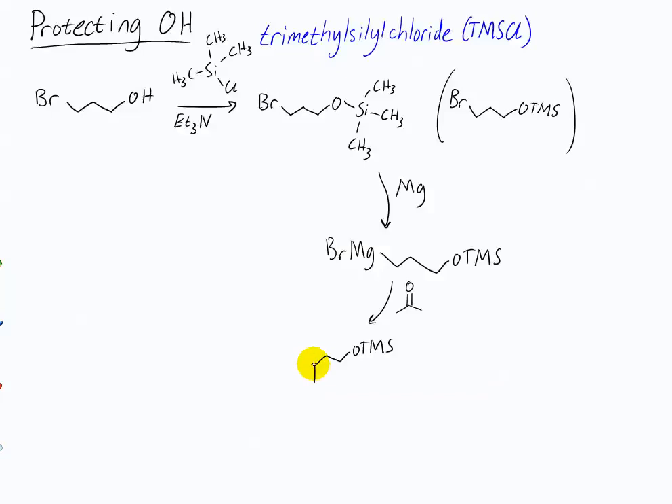So now we've added acetone on. And then you remove the protecting group, using either a source of fluoride. Fluoride has an even greater affinity to silicon than oxygen, so it'll preferentially attack the silicon and get rid of the rest of it. Or in this case, you can also use acid and water, although with other protecting groups, that's not going to work. And that gets you the final product that you wanted.